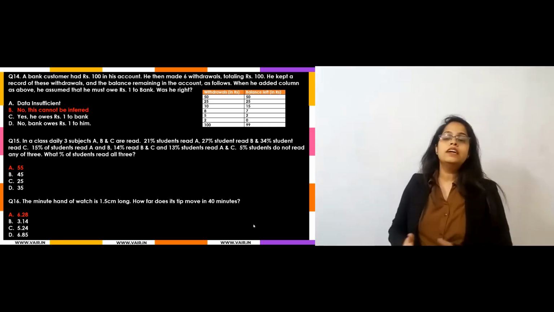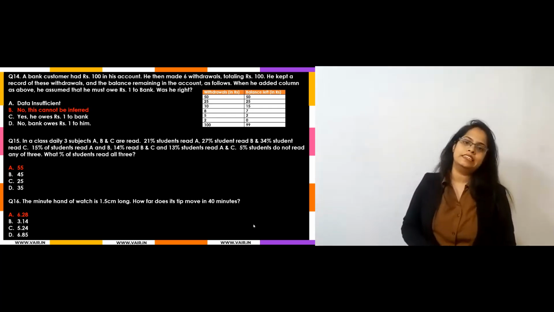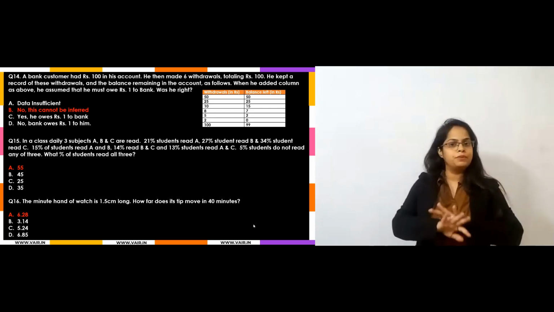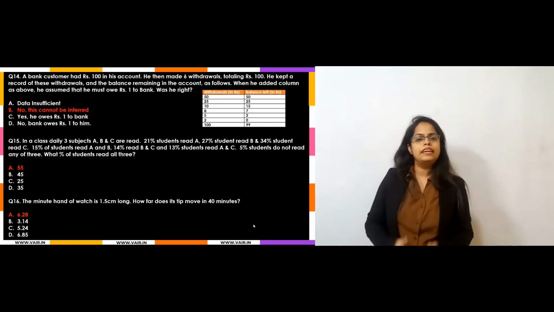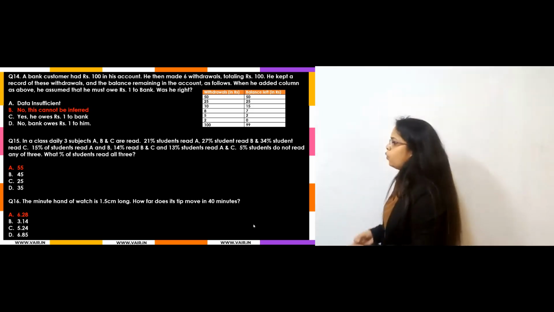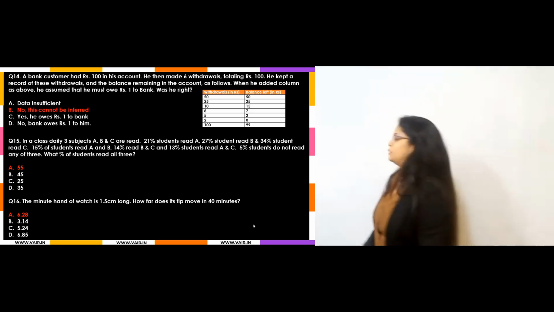So, of course, this cannot be inferred because we can't say anything about it. Data insufficient is also not the answer. The data is fully given. But whatever he is doing is completely senseless. Who said that? So you can say that the answer will be no. This cannot be inferred. Easier. That's it. Easier. Now the next one.